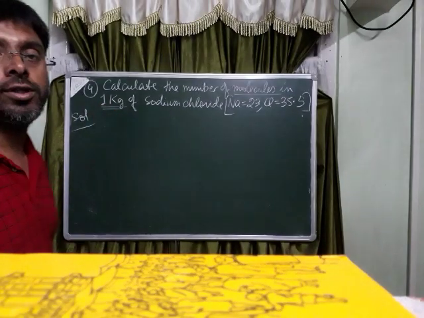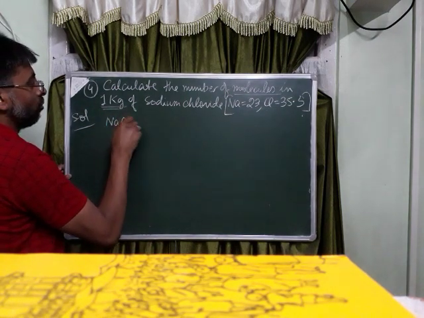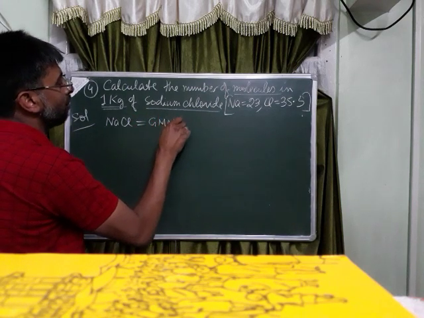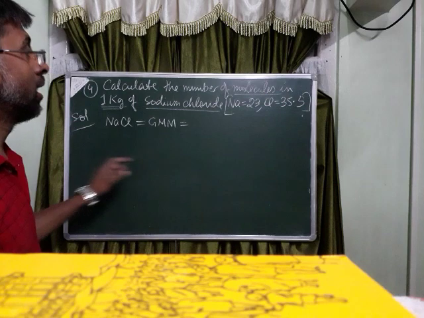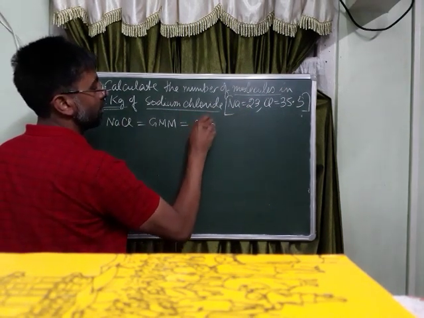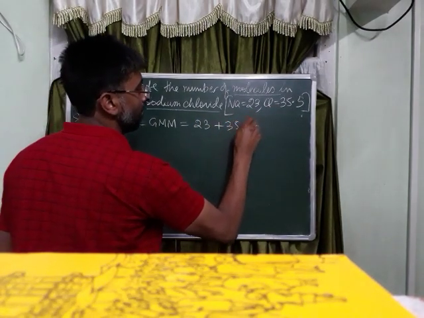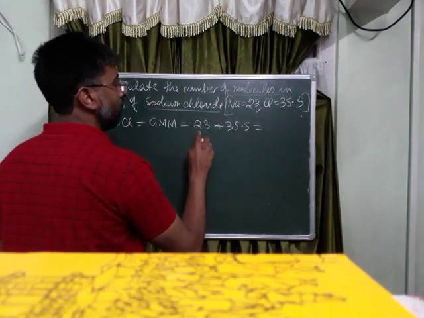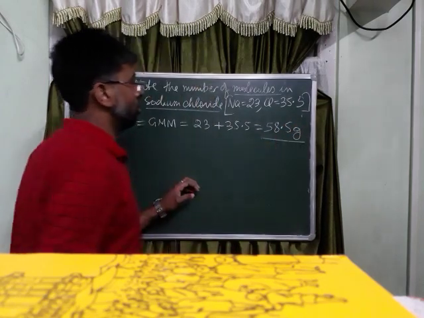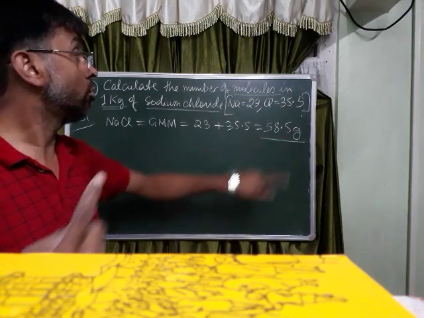So, to solve this sum, again, I write down the formula of sodium chloride, NaCl, and find the gram molecular mass of sodium chloride. Gram molecular mass by using these numbers. Sodium 1 atom 23 plus chlorine 1 atom 35.5. So this gives me 58.5 grams. So the gram molecular mass of sodium chloride is 58.5 grams, and that is equal to 1 mole.